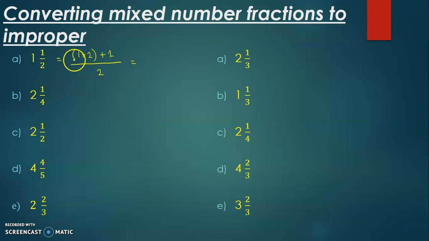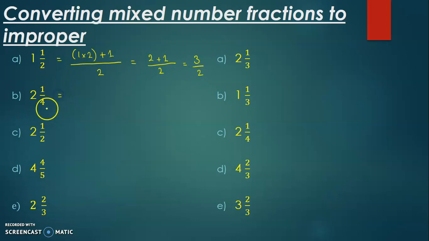So you will have 2 times 1 would be 2. Then you write plus 1. We're not going to do anything just yet. Then you're going to add 2 and 1 for your numerator. And there you have it. 3/2 is your answer. This is equivalent to 1.5.